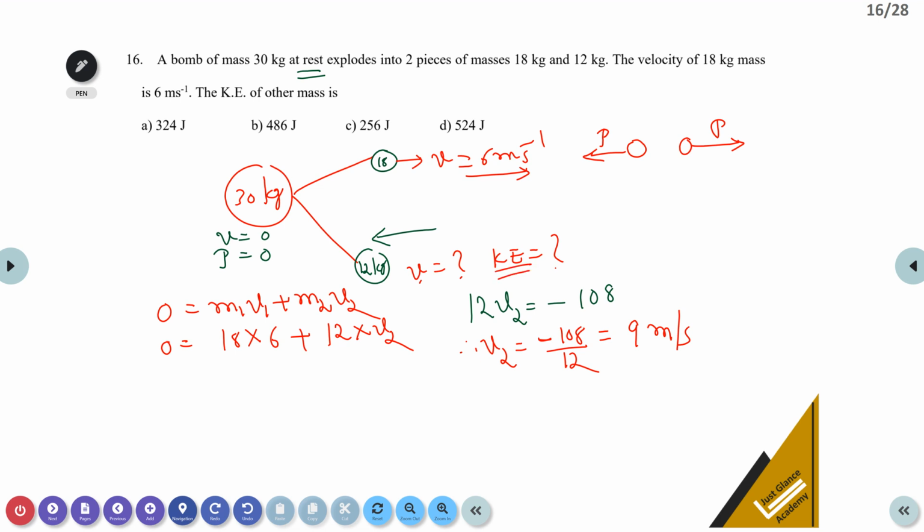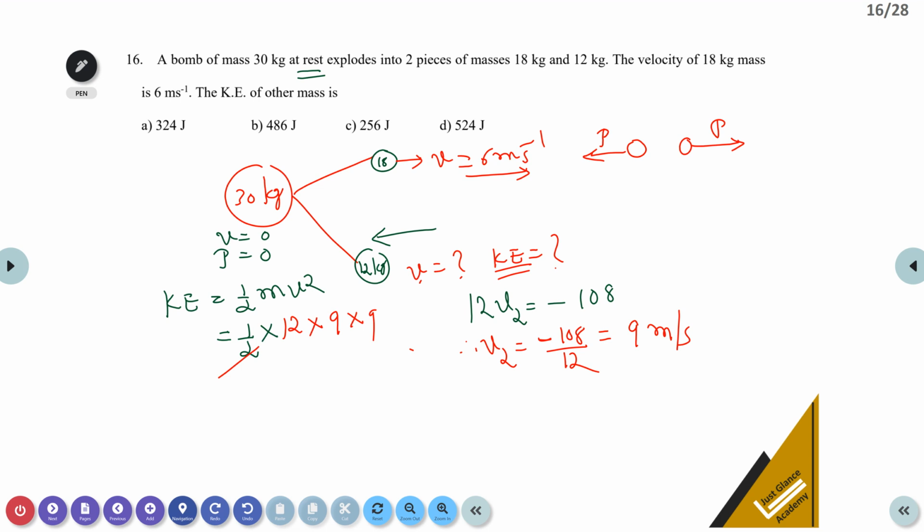So the velocity is known here. I want to find the kinetic energy. Kinetic energy equal to 1 by 2 m v square. Substitute 1 by 2 into 12 kg into velocity 9 squared. This is equal to 6 into 81, which is 486 joules.